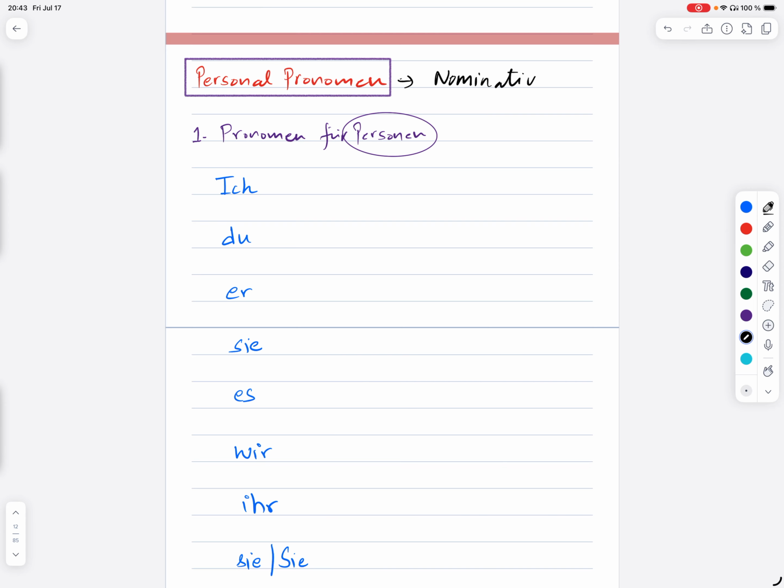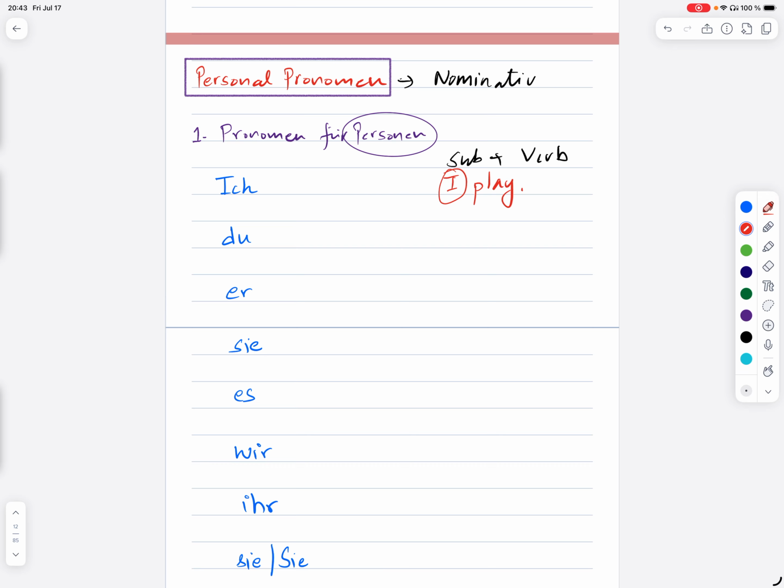And the nominative case defines the subject in the sentence. So a sentence can be made through a subject plus verb. An English example would be I play. So here the subject is I, and this is a personal pronoun for the first person. So in this case, me, I am playing, right?